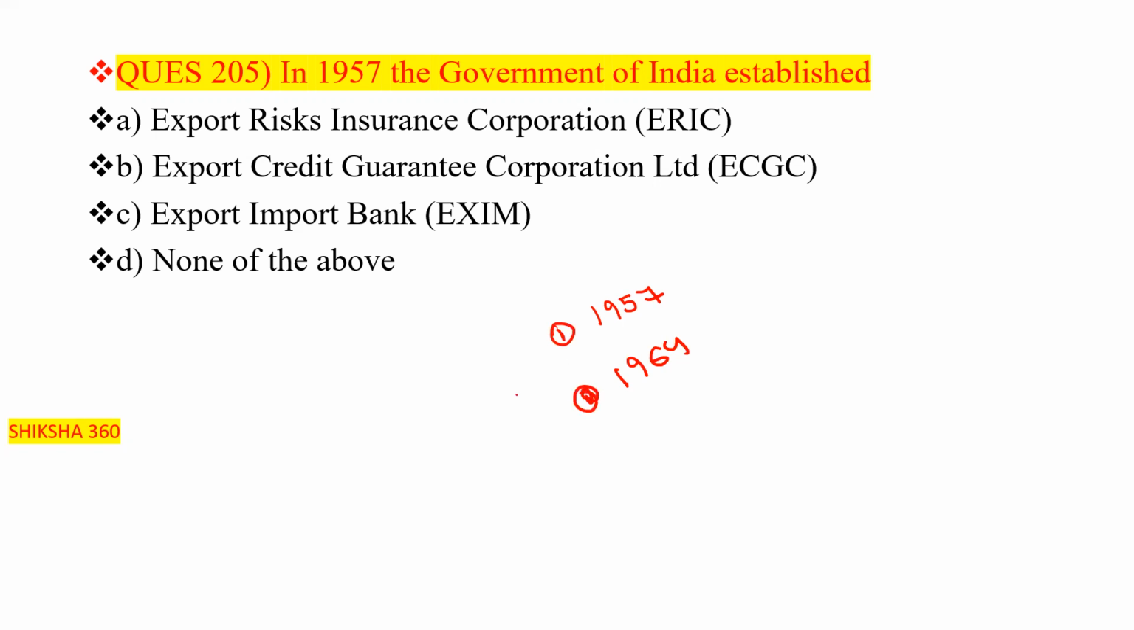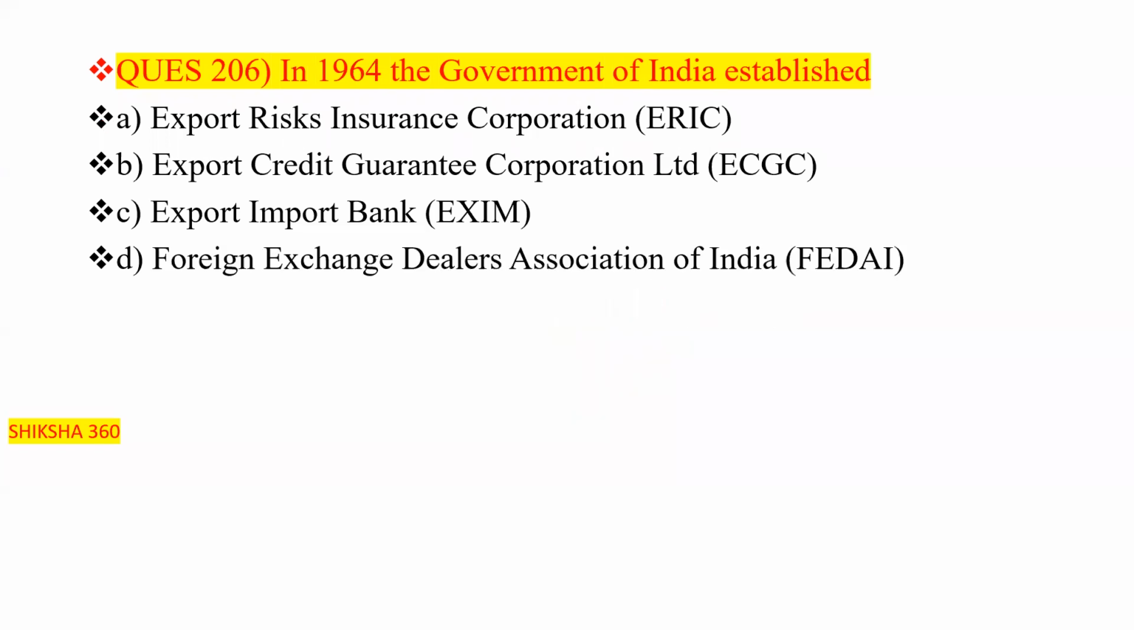So basically, the institution that was established in 1957: the Government of India established the Export Risk Insurance Corporation. So option A is the answer, that is Export Risk Insurance Corporation. Now move to the next question.